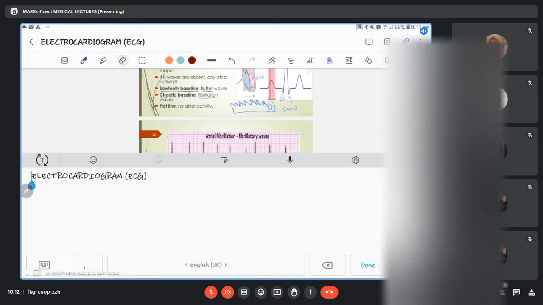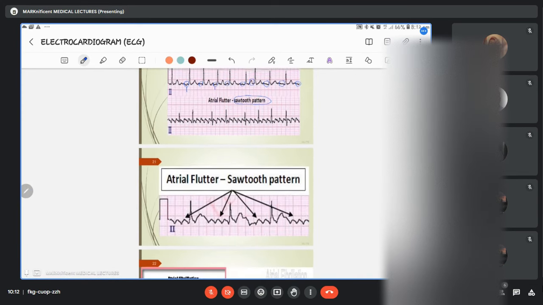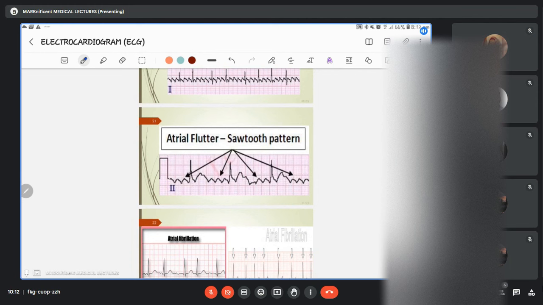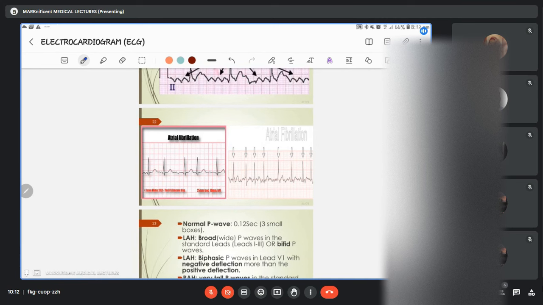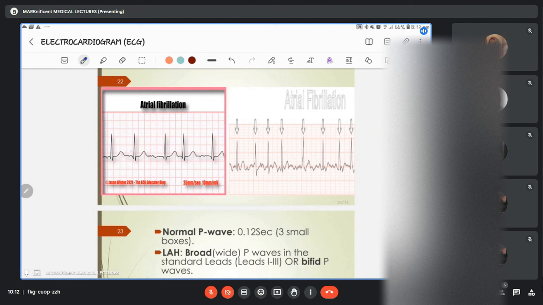All right. So the same thing here. The sawtooth appearance is here for the flutter. So this is on the clearer ECG. There's a fibrillation here. Look at this P wave compared to this P wave compared to this. It's showing so many variations. Look at this again. The same fibrillation you have here. So that's just what you need to know.